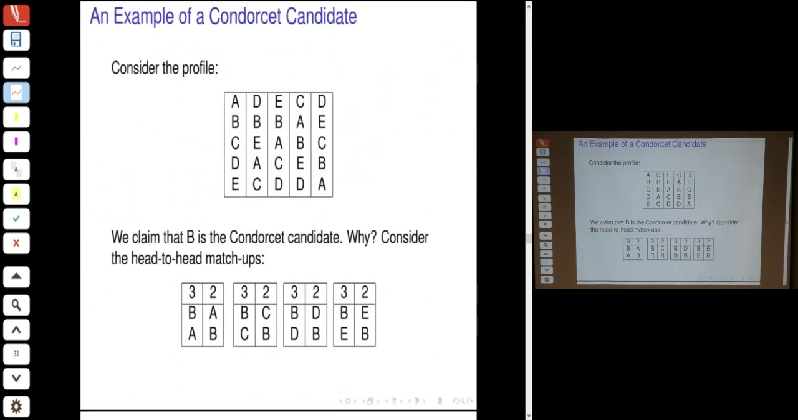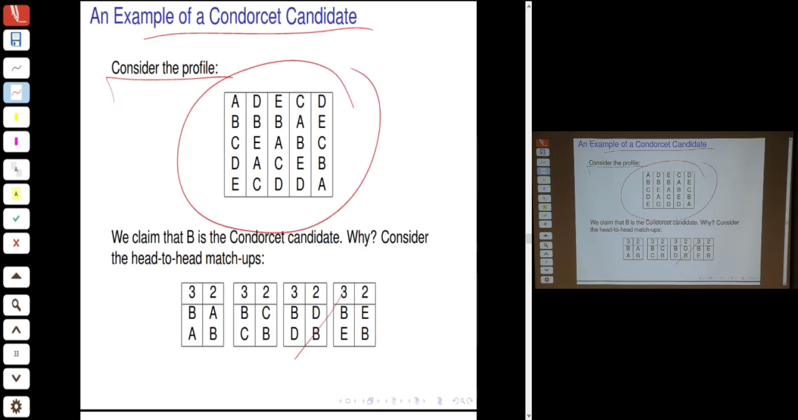So here is an example of a Condorcet candidate. Consider the profile of these votes. There are 5 candidates, a larger number of candidates, and these are the voting profiles. There are 5 voters who have indicated that their relative preferential orders for the candidates are these ones. So B is the Condorcet candidate here.